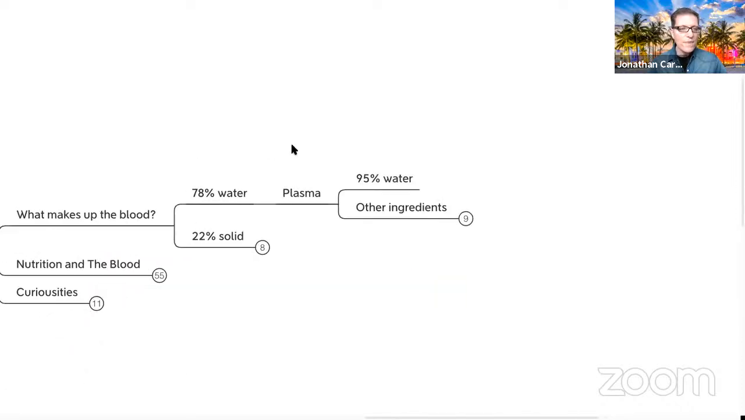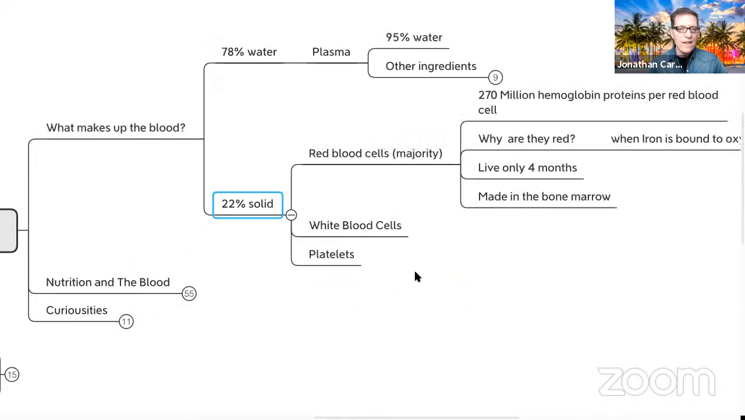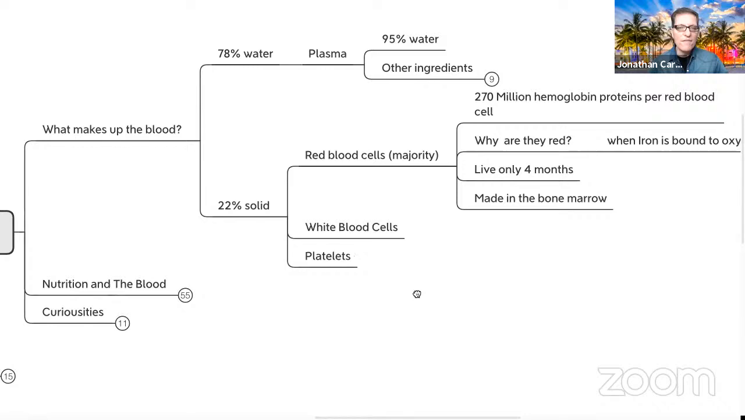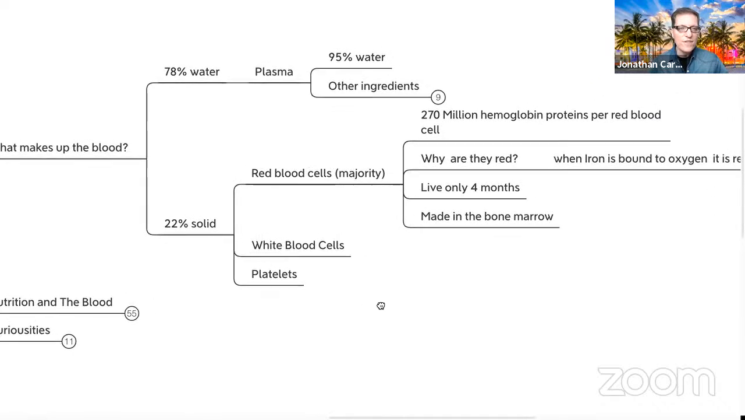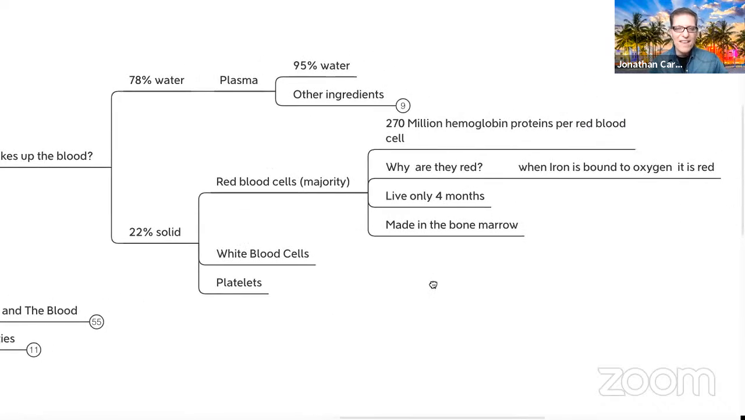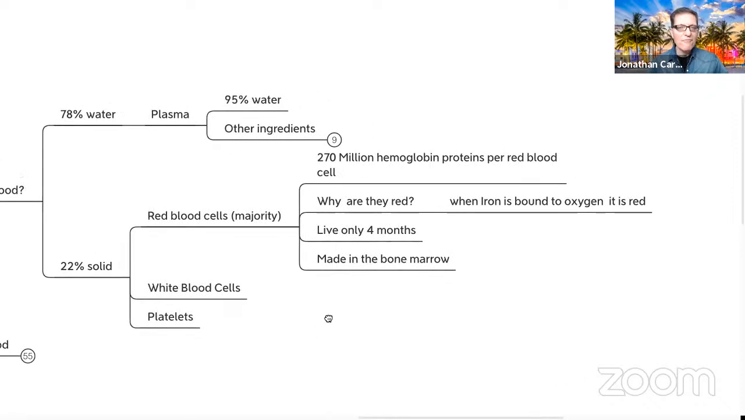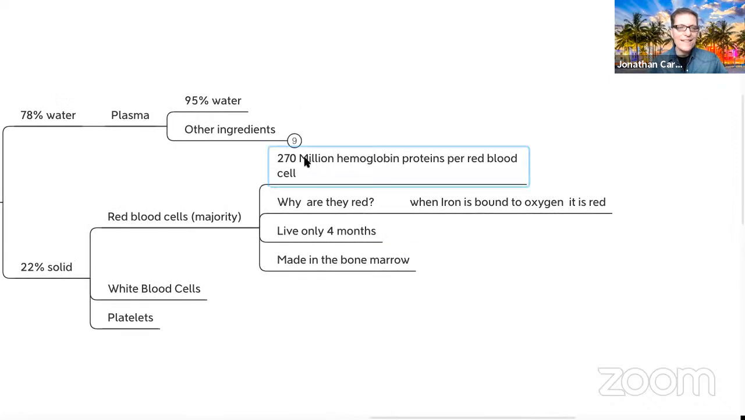So what makes up the 22% that's solid? Well, we know that essentially it's red blood cells, white blood cells, and platelets. Many of you already know that. For some of you, this is basic, but I think it's always good to get a review. Amazingly, there are 270 million hemoglobin proteins per red blood cell.